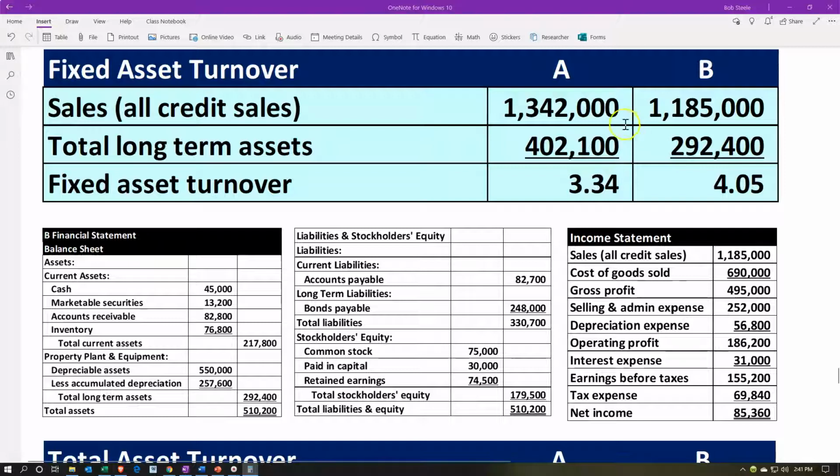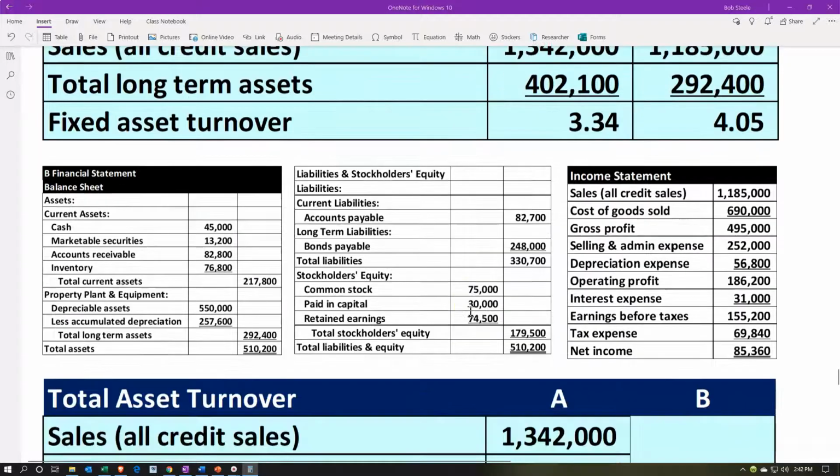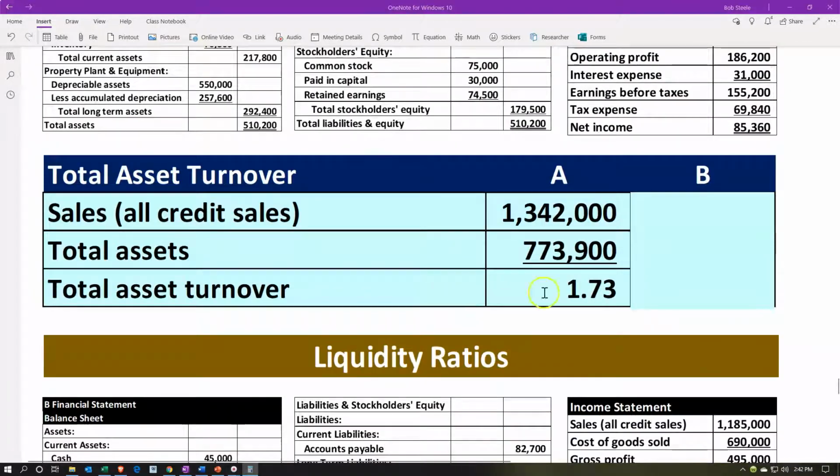So notice that A has more sales, but they also have more of the long-term assets. B's got less sales, but they also have a pretty substantial less long-term assets. So B is getting a higher return with regards to those fixed assets. And that means if we can have less in fixed assets, note that we're locking down less stuff, because fixed assets, we can't pay off our current liabilities with fixed assets. It's less liquid of assets than, say, cash or other assets we could have.